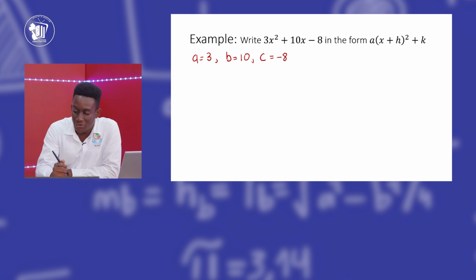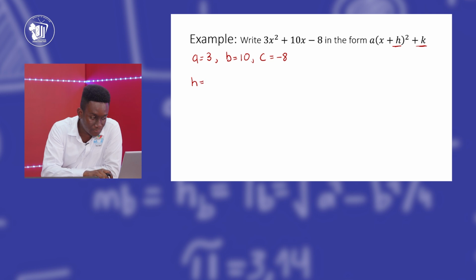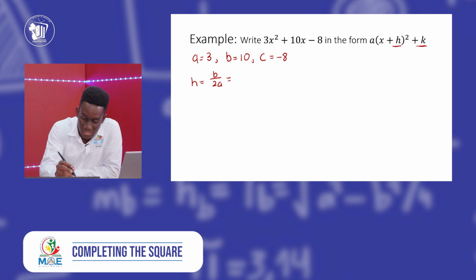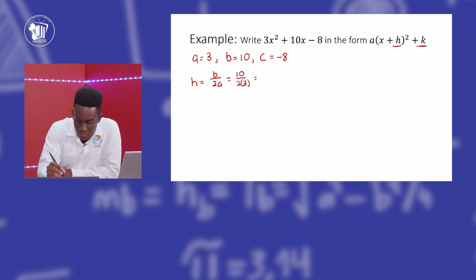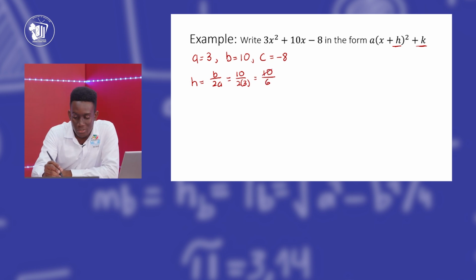So now we have our values for a, b, and c. So now let's get our values for h and k. So for h, we will use the formula. So b divided by 2a would give us h. In this case, you see b is 10. So this is 10 divided by 2 times a, which is 3. So this would be 10 divided by 2 times 3, which is 6. And we can break this down to have 10 divided by 2 is 5, 6 divided by 2 is 3. So it's 5 over 3 is our value for h.